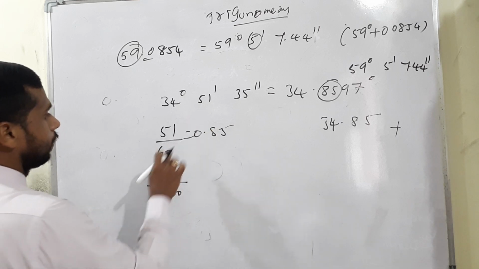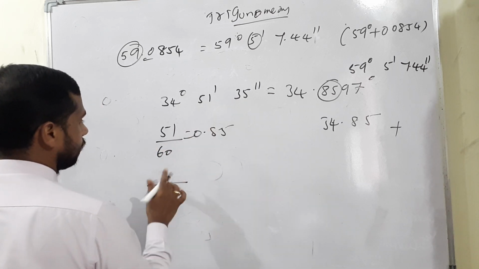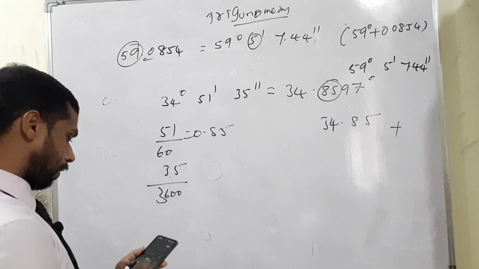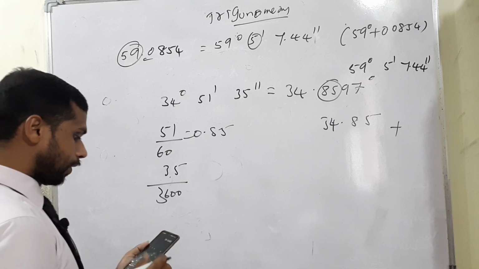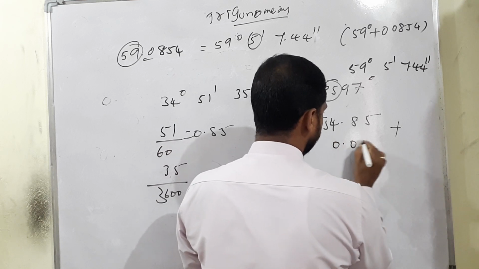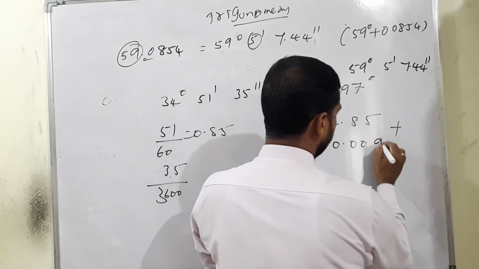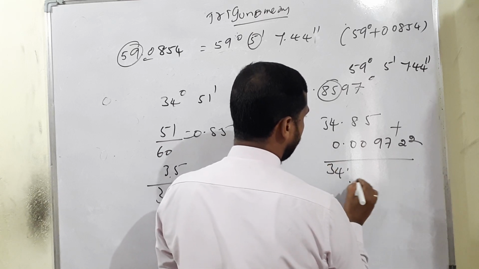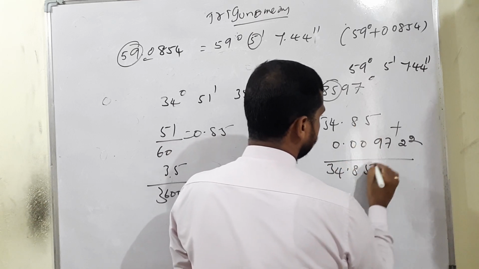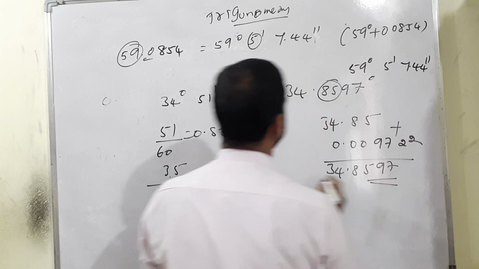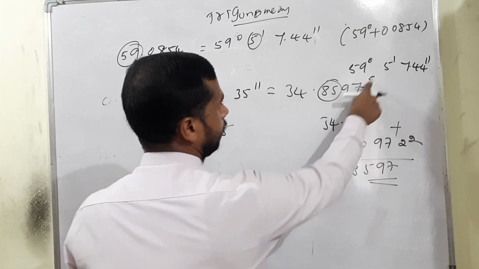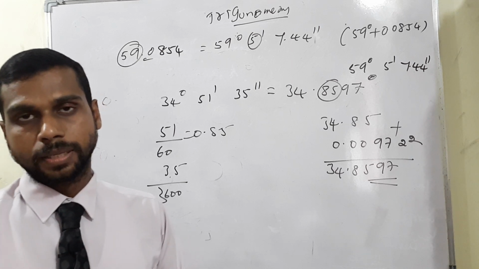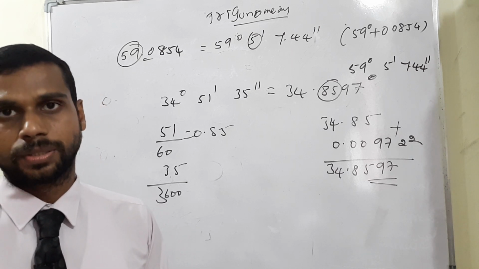Sorry, my dear, it is 35 divided by 3600. Now, 0.00972 digits going on. So add it now: 34 point 85, then 97. Look there: 34.8597 degrees. This is the way, okay? So to convert minutes, divide by 60, to convert seconds, divide by 60 into 60. That is the way.